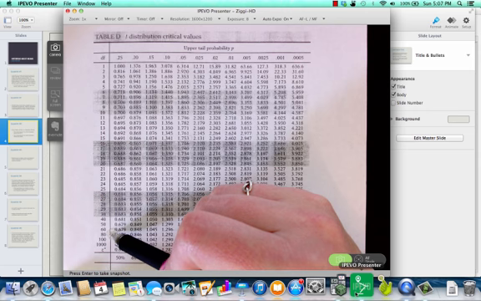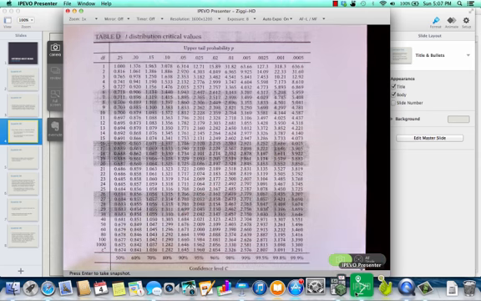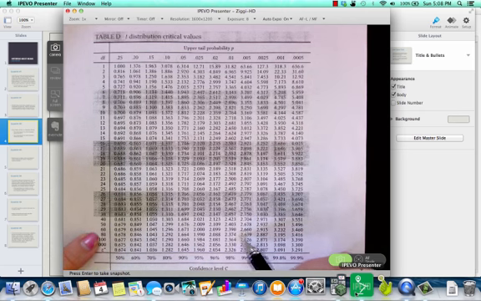So we're going to go to 80 for degrees of freedom because that's as close as we can get to 88. And we want a 98% confidence interval. So I'm going to find where 98% meets 80, and I've got 2.374. So this value right here, 2.374.